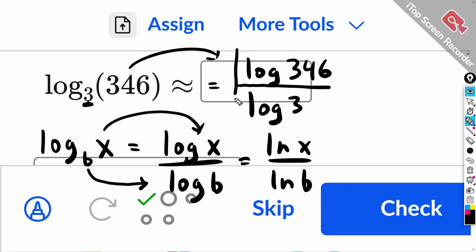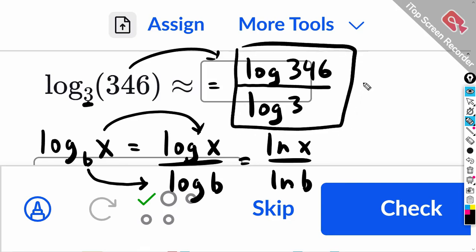Okay, so I'm going to do this on the calculator and then round off. All right, so make sure you do log of 346 divided by log of 3. And I get 5.3216.